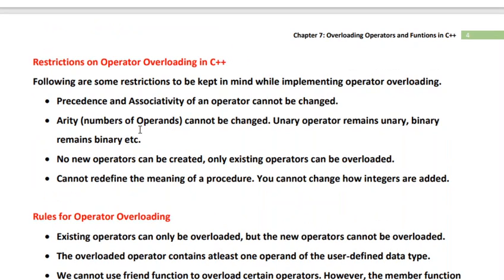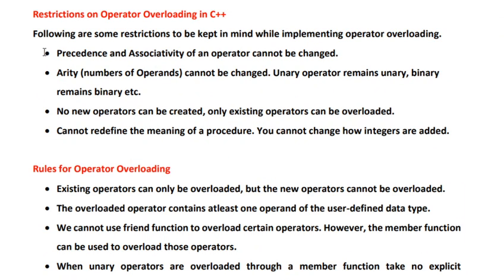Now there are certain restrictions on operator overloading in C++. Following are some of the restrictions. Precedence and associativity of the operator cannot be changed. This is very important. You must have heard about precedence, that is the priority of the operator, and associativity is the applicability of the operator. The number of operands cannot be changed in the case of operator overloading. So a unary operator remains unary, and a binary operator remains binary.